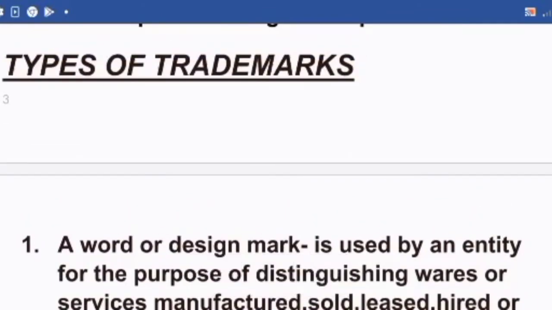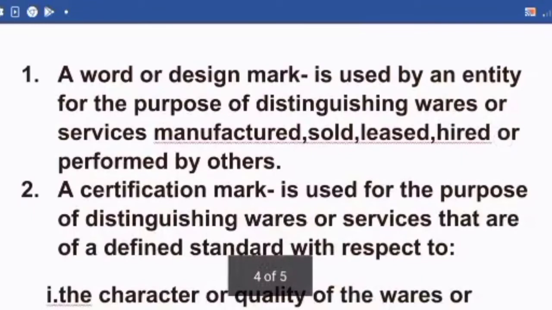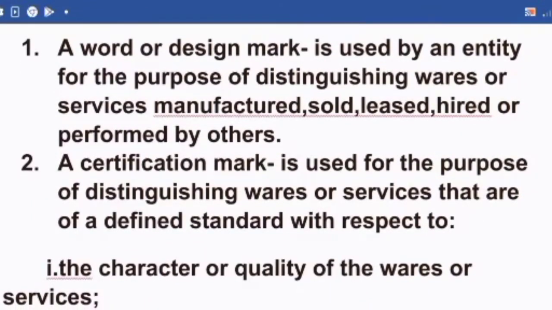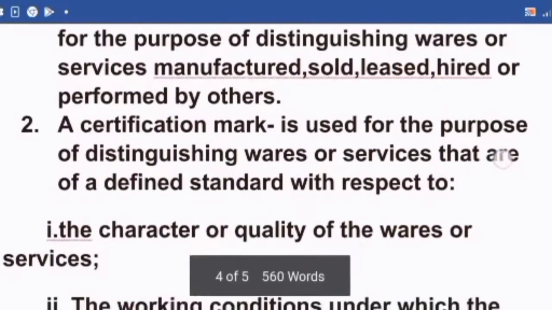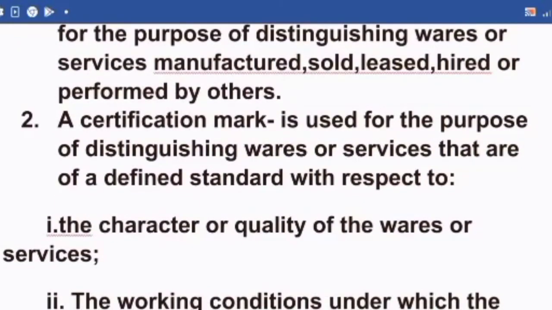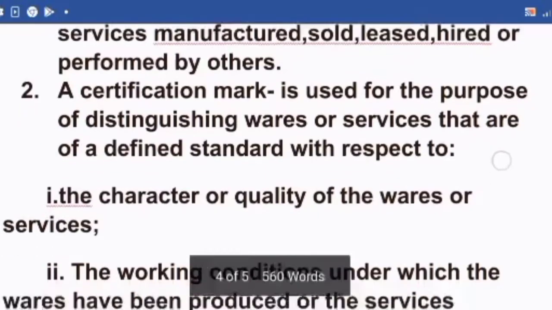We have types of trademark. Number one, a word or design mark is used by an entity for the purpose of distinguishing wares or services manufactured, sold, leased, hired, or performed by others.